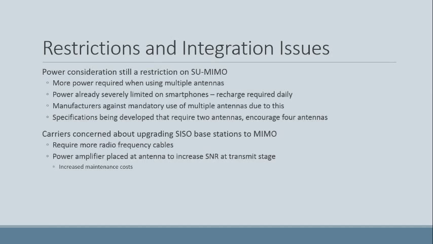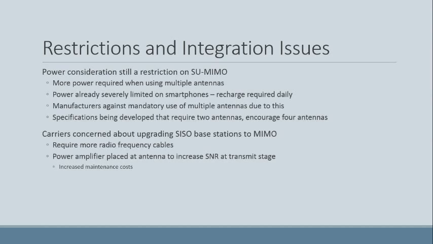Adding an antenna would significantly reduce the battery life of a phone, so that without an increase in battery or an improvement in battery technology, a phone with multiple antennas running all the time may need to be recharged multiple times per day, which is not feasible in today's society. Because of this, manufacturers are against the mandatory use of multiple antennas, as they would have to increase their battery capacity or reduce battery usage in other parts of the phone.